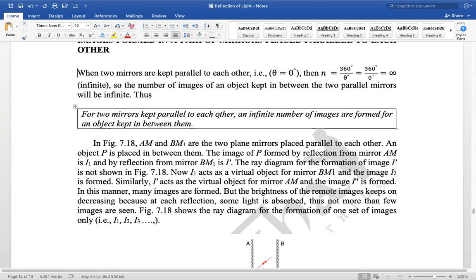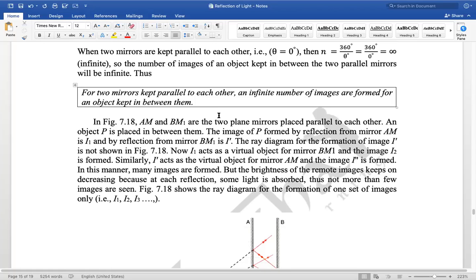So for two mirrors kept parallel to each other, an infinite number of images are formed for an object kept in between them. Like when we go to a barber shop, the two walls that are parallel to each other, we see an infinite number of images, one behind the other, and there will be no end to it.